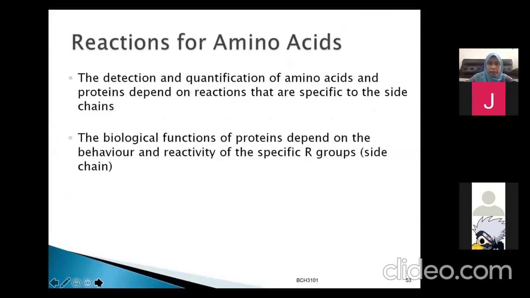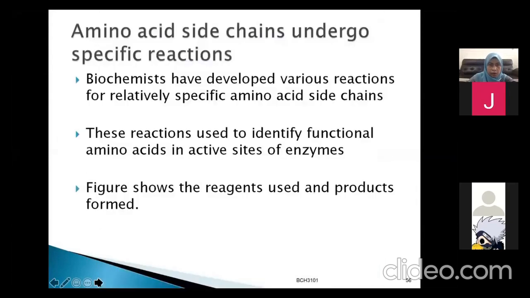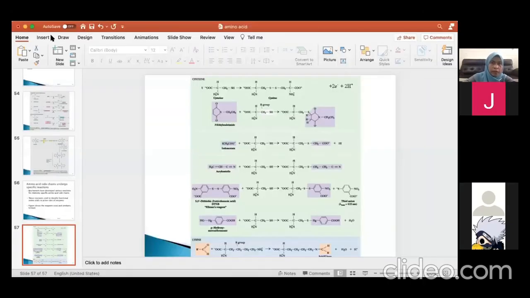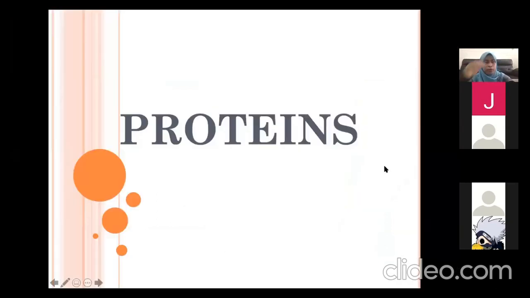Reaction of amino acid. Okay, you can have a look at this. Yeah, we are done with the basics of the amino acid topic. We're going to move to the second topic, which is protein. Okay, so in protein, the building block of protein is, of course, the amino acid.